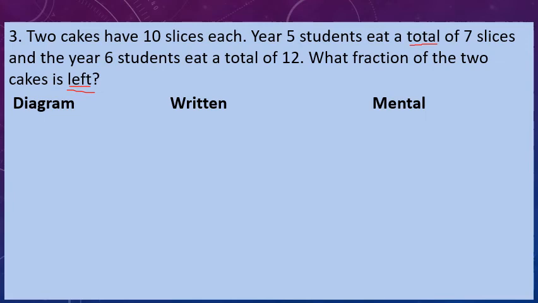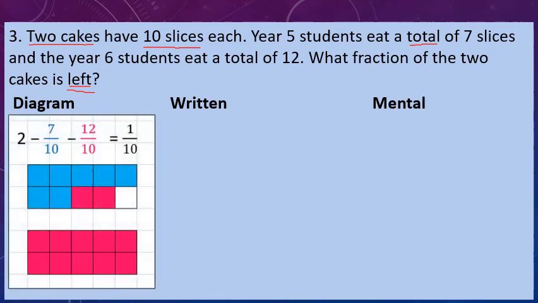Now, instead of having 1 whole, this time round I have 2 wholes because I've got 2 whole cakes. And they've been divided into tenths because they have 10 slices. Now, I'm going to assume these slices are the same size. Like, what kind of monster cuts a cake and puts it into different sizes? So let's look at it as a diagram.